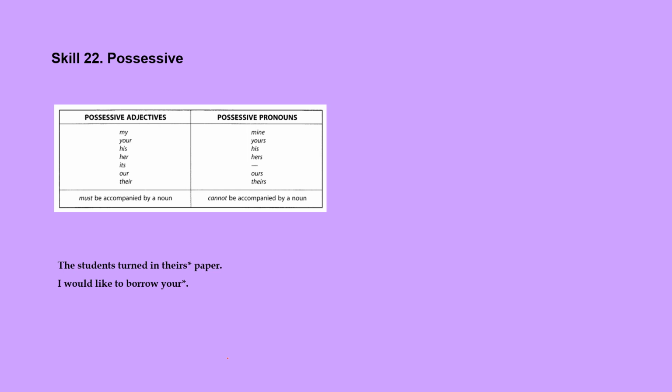I would like to borrow your. We can find an asterisk and it indicates an error. Why? Because in this sentence we cannot find any noun after the pronoun. So the pronoun must be I would like to borrow yours.